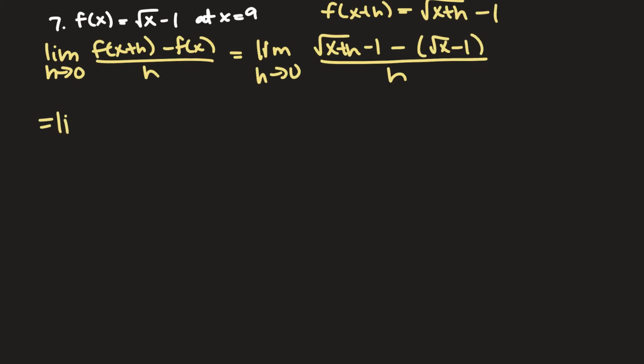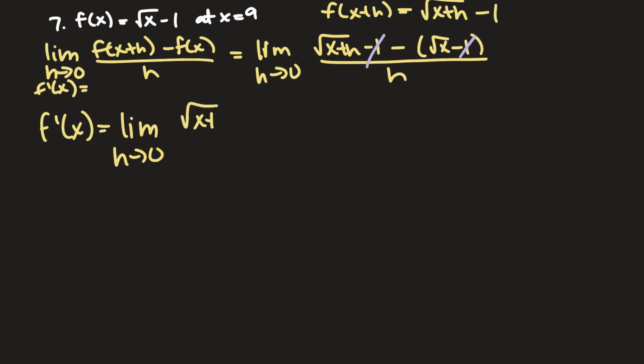So remember, we are finding f prime here. That should be f prime equals. I should be writing that in the beginning, and I'm being lazy. So f prime of x is equal to the limit as h approaches 0. So my 1's are going to cancel, but that's it. The square root of x plus h minus the square root of x over h.